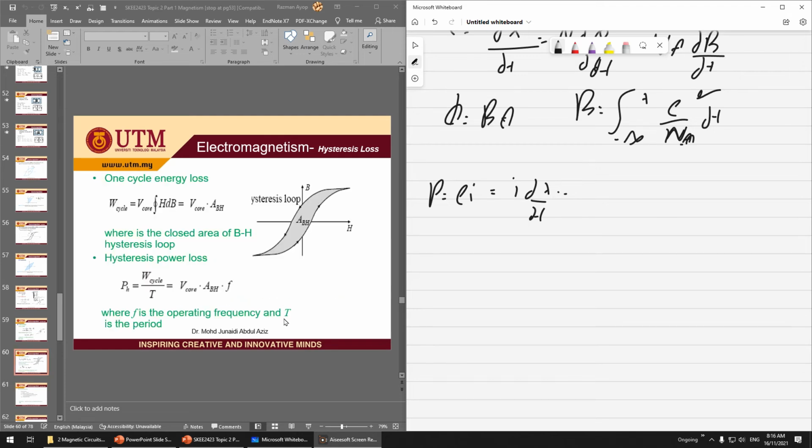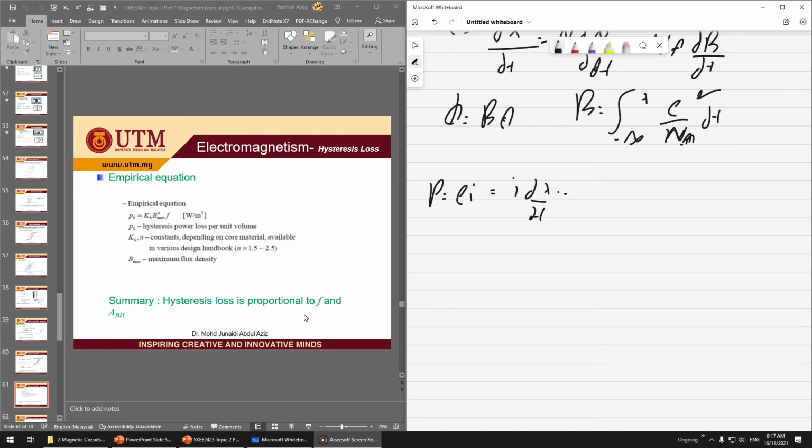So you can see here, make sure you know, the larger the area of the BH curve, the larger the hysteresis loss. The higher the frequency, the higher the hysteresis loss. Sorry about this, the notes are quite unorganized at the end.